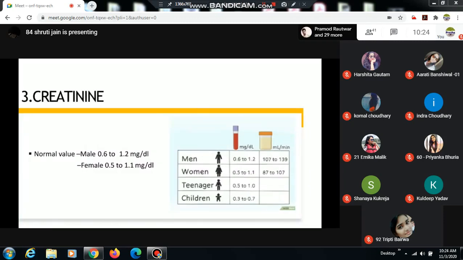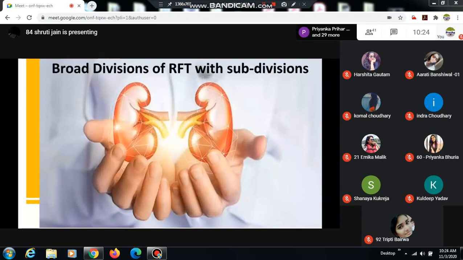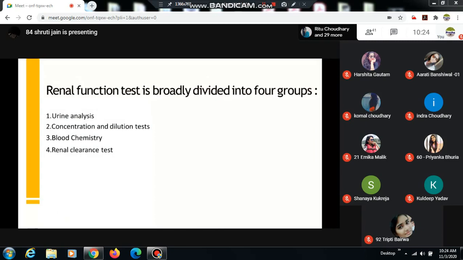Broad division of renal function test with subdivisions. Renal function test is broadly divided into 4 groups.